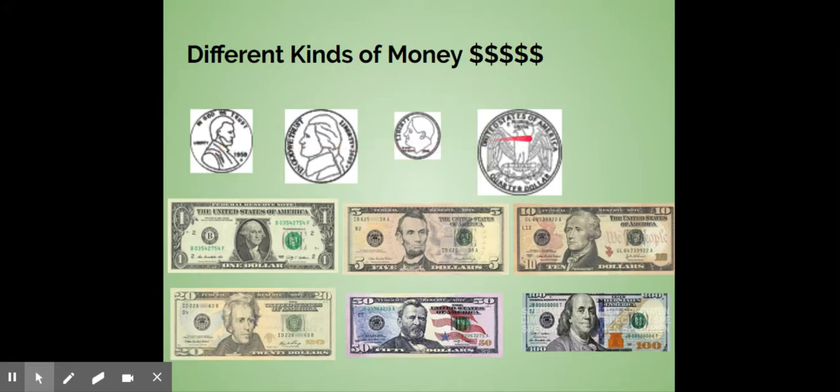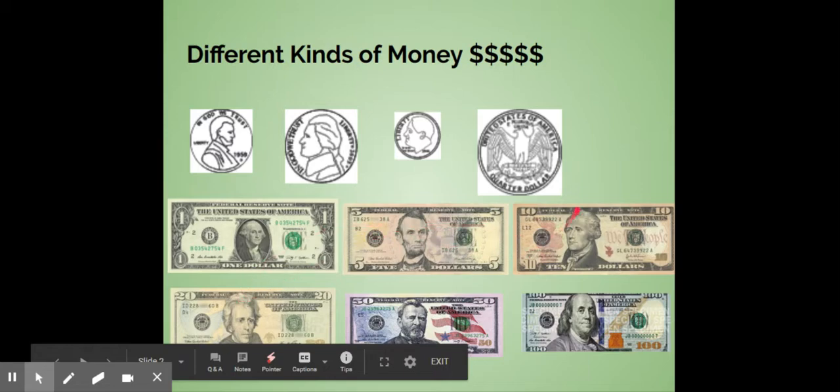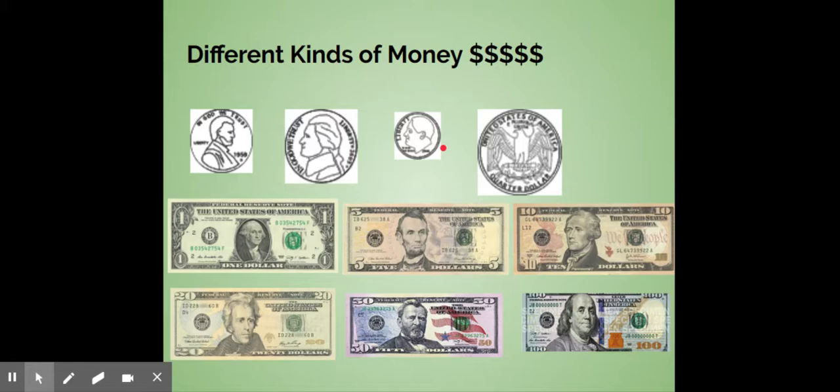Now, the difference between these coins and all of these paper bills down here is these coins, they're not quite worth $1. They're worth a little bit less than $1. You would need a lot of pennies to make $1. You would need a lot of nickels to make $1, and so on.